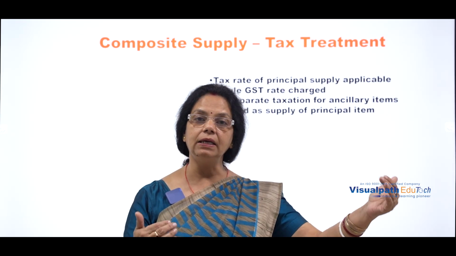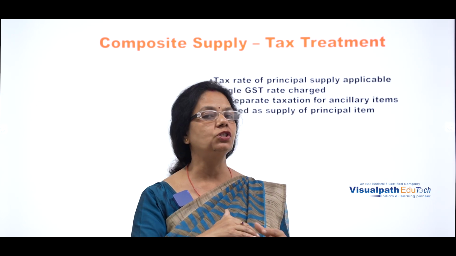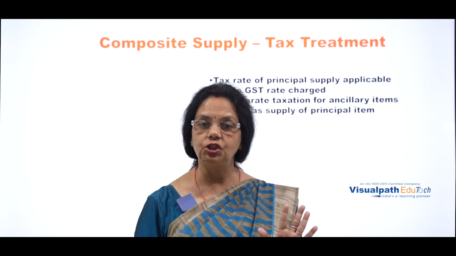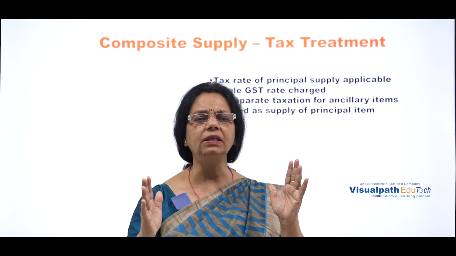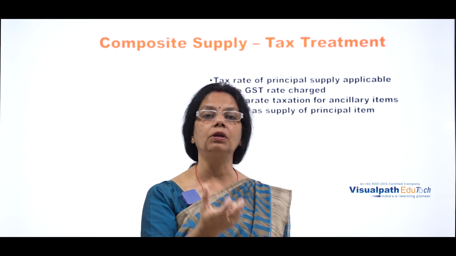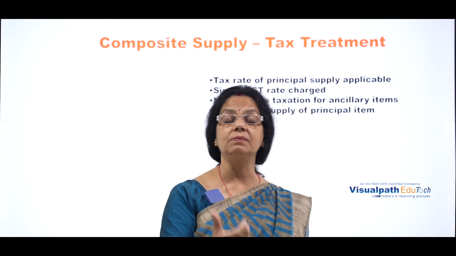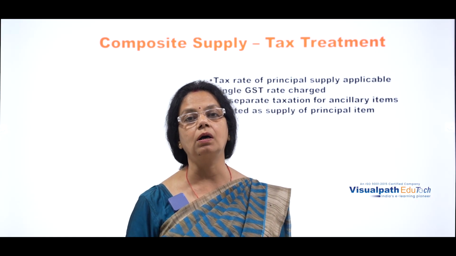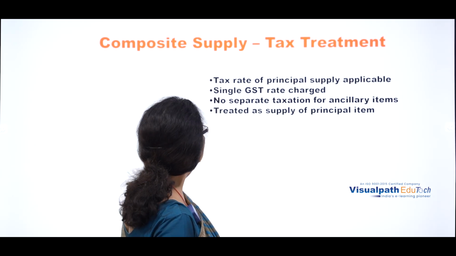The ancillary items which are related to the principal supply are not charged any type of GST. The tax is not charged for them. Only for the principal items, only for the main product, only for the ultimate product, the GST has been implemented, the tax has been implemented. So this is the characteristic of a composite supply of goods, and how the GST is implemented.